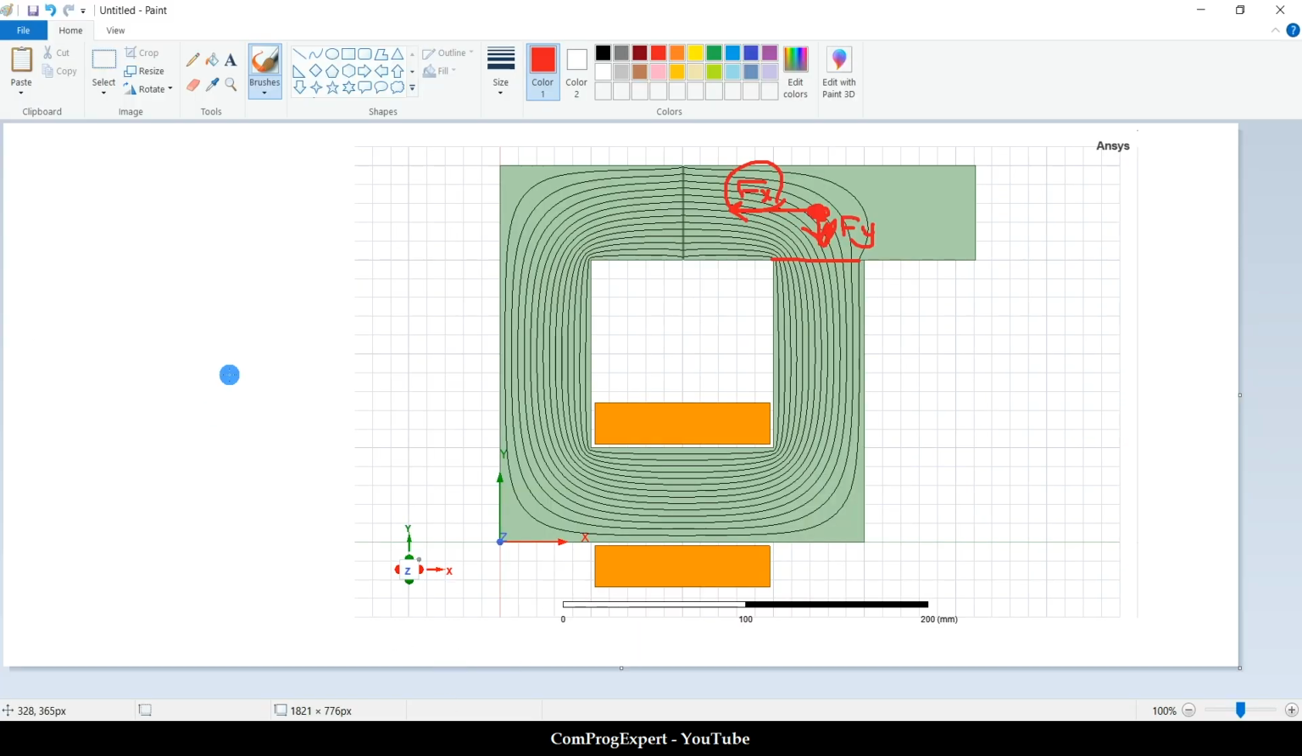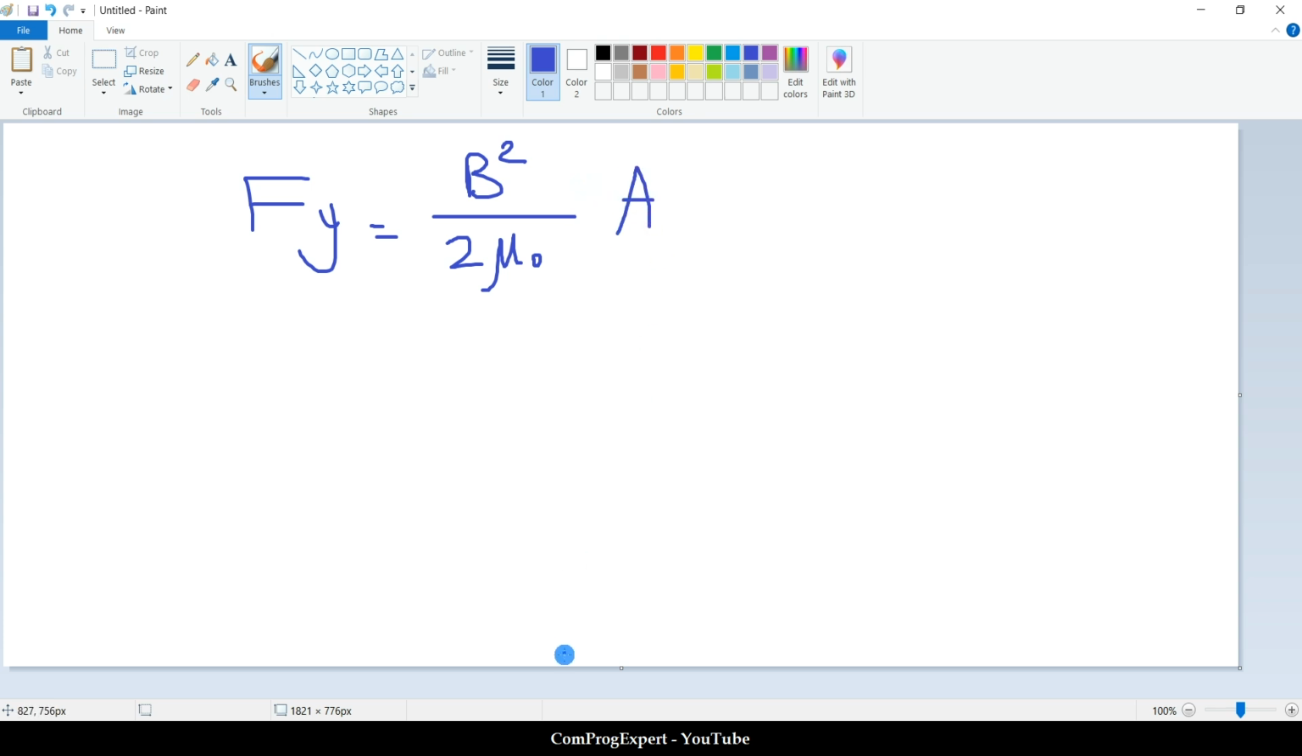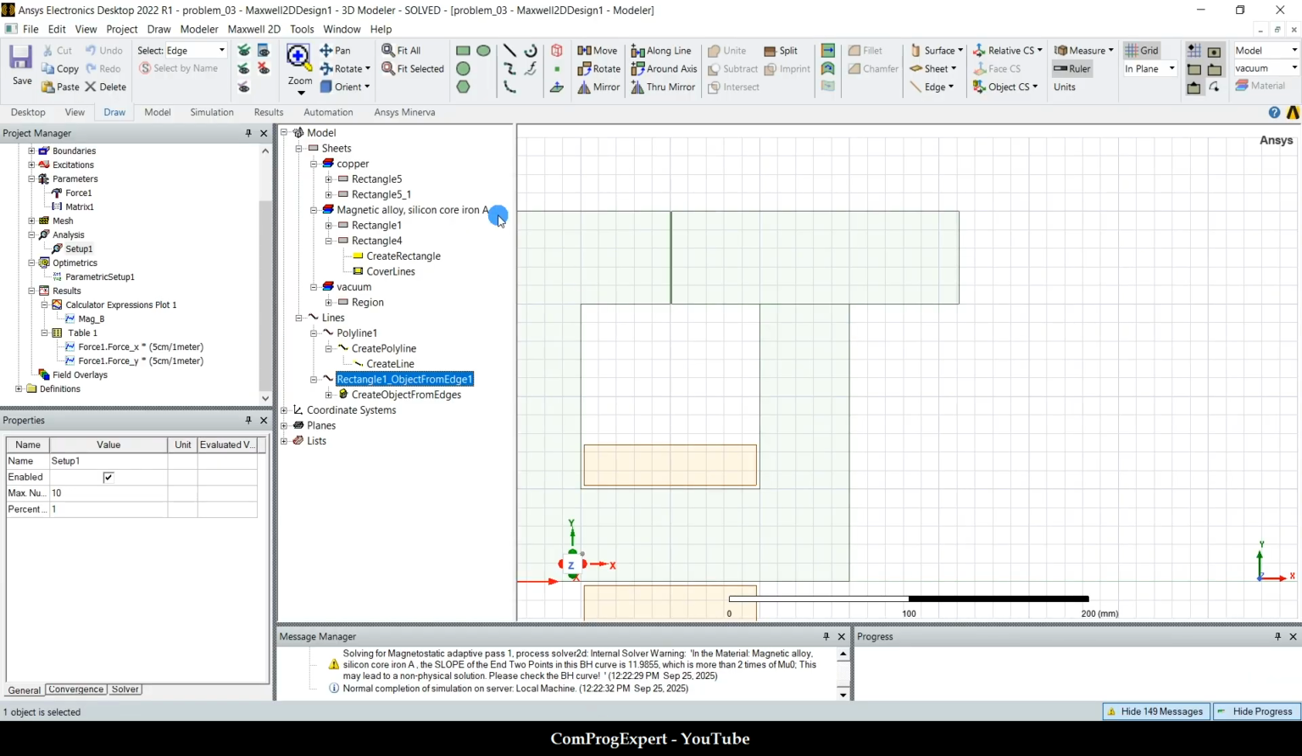I want to investigate this equation. Can we calculate Fy using this equation or not? It is equal to B to the power 2 divided by 2 times mu 0 times the area. Okay, so solution completed.